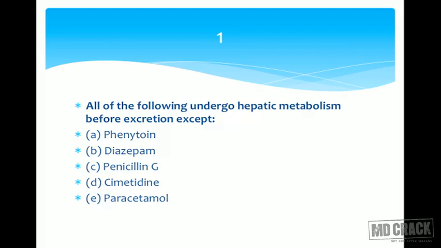All of the following undergo hepatic metabolism before excretion except: phenytoin, diazepam, penicillin G, cimetidine and paracetamol. It means all these drugs are metabolized in the liver. Which drug has no connection with liver metabolism? Let's go through the options once again: phenytoin, diazepam, penicillin G, cimetidine and paracetamol. Is there anything different? Very different.